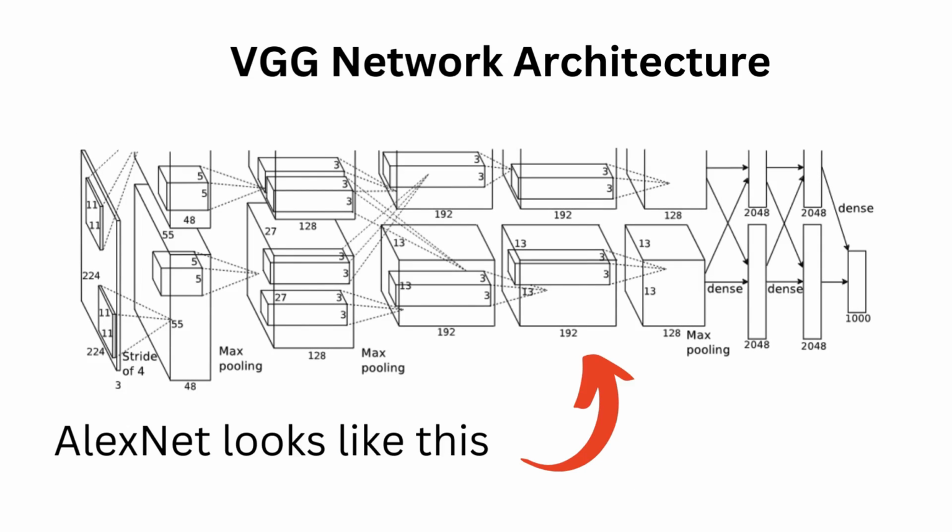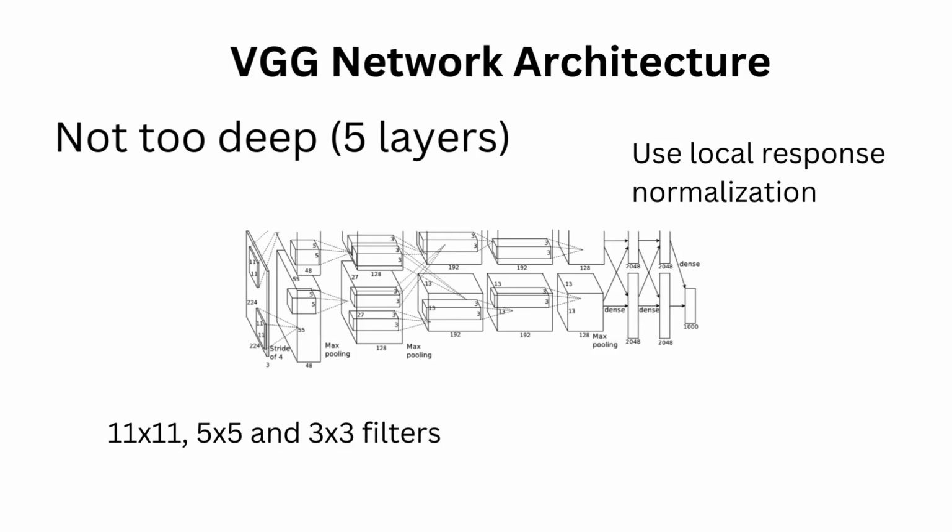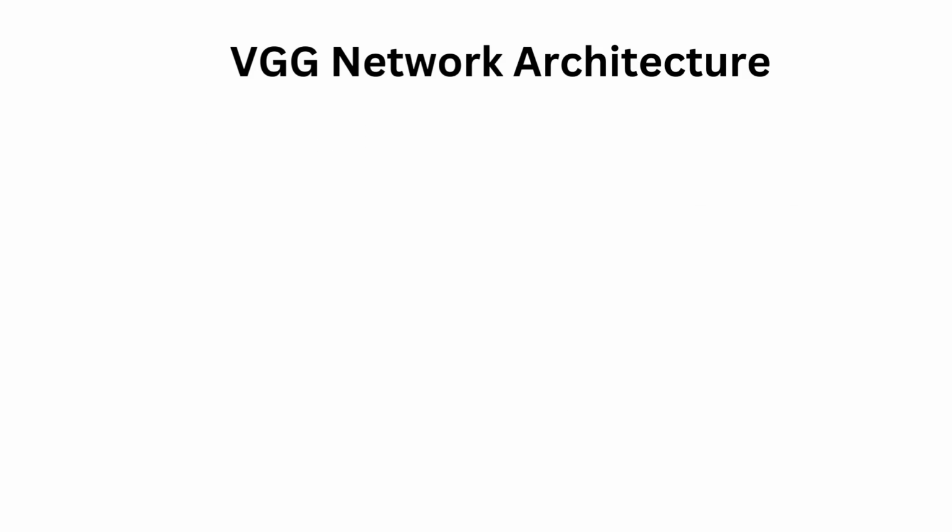First, let's get started with AlexNet, since VGG is based on this architecture. By the way, I've got a full video on AlexNet, check it out. A few important characteristics of AlexNet are that it isn't too deep, it only has 5 layers, it uses local response normalization, and it has 3 varieties of filter: 11x11, 5x5, and 3x3. In total, it has about 60 million parameters, which is about half of the VGG architectures.